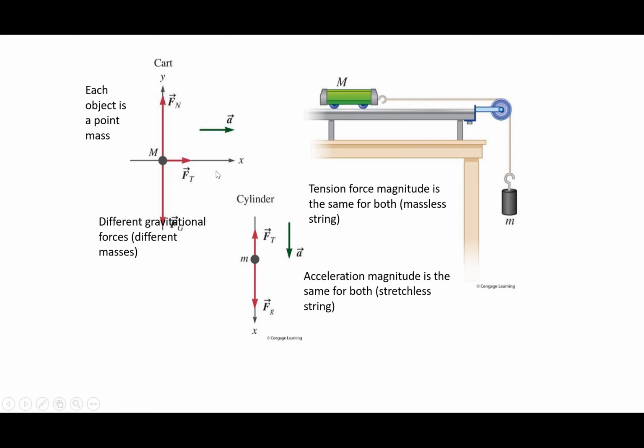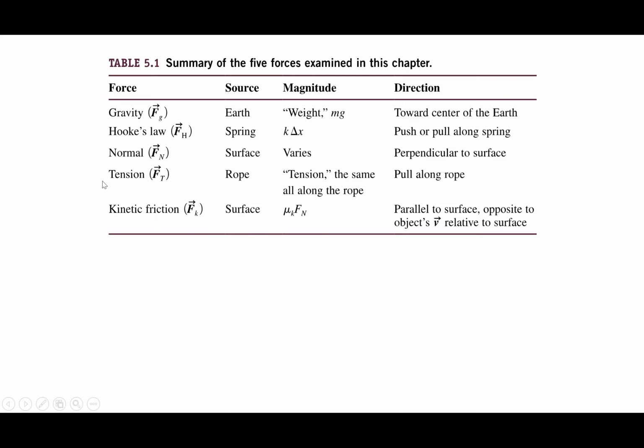We could do free body diagrams when we have pulley systems. One of the interesting things is if I have a rope that's connected, the tension in this part of the rope is going to equal the tension in that part of the rope. And I can look at the forces that are being applied on the cylinder, and I can look at the forces that are being applied on the cart. So I can draw my free body diagrams. So in chapter 5, we talk about gravity, we talk about Hooke's law, we talk about our normal forces, we talk about our tension forces, and we talk about our frictional forces.